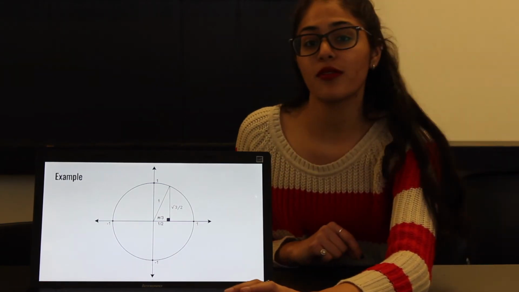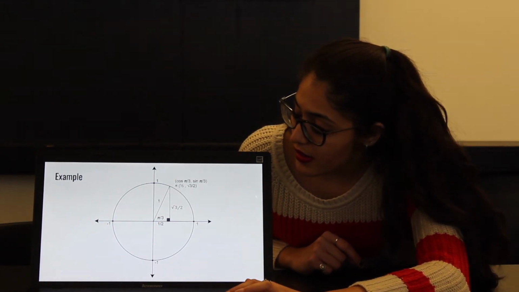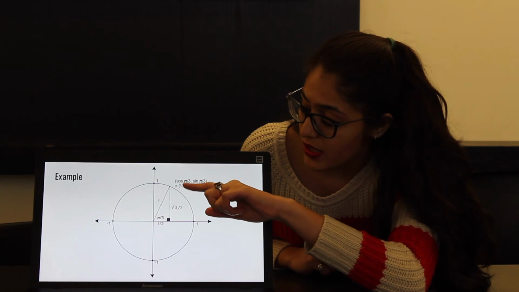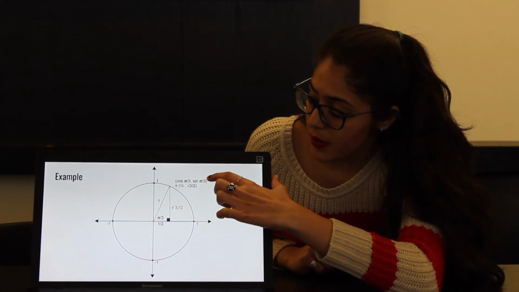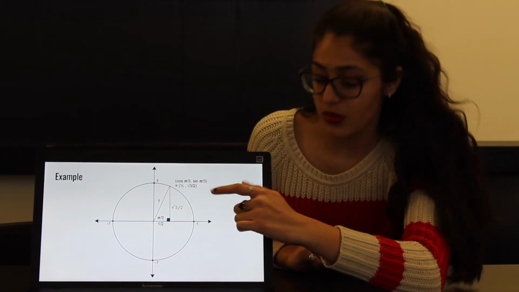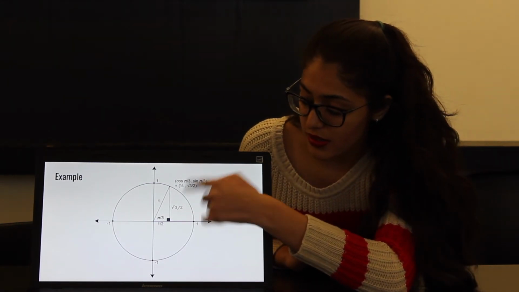And in polar coordinate form, we have that x equals cos pi by 3 is 1/2, which is what we found over here, and y equals sine pi by 3 is √3/2, which we have over here.